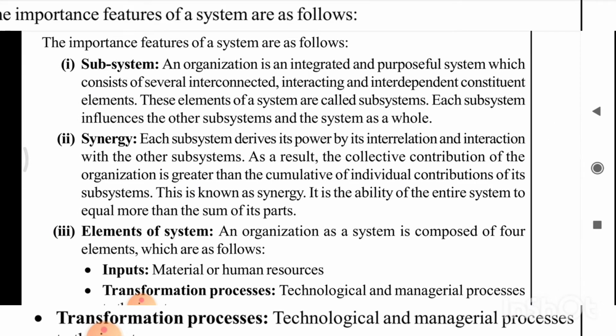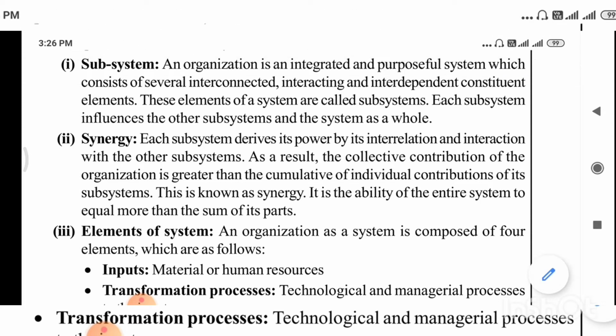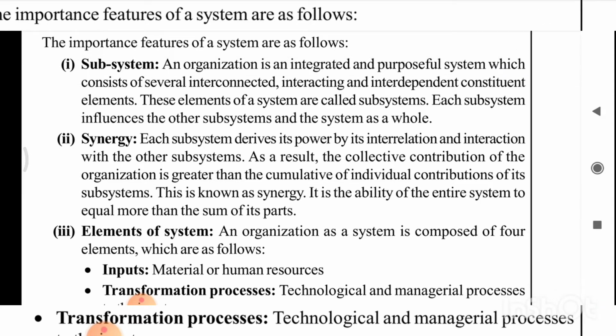So these elements of a system are called subsystems. All those people who are working in it to make it function better. Each subsystem influences the other subsystems and the system as a whole. Even a small peon also influences the organization. Just imagine if one fine day a peon is absent, the one who is regularly bringing tea for you. That is in fact somewhere affecting you. So the important feature of the system, one is subsystem.